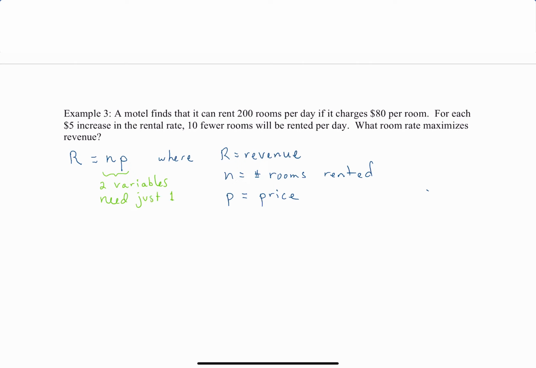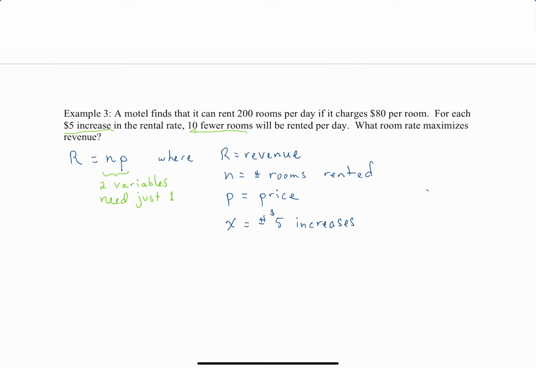But we have this other information that they're going to be changing the price using $5 increases, and based on how many increases there will be a different number of rooms rented. So let's have a variable that is the number of these $5 increases, because that's kind of how the problem is stated.